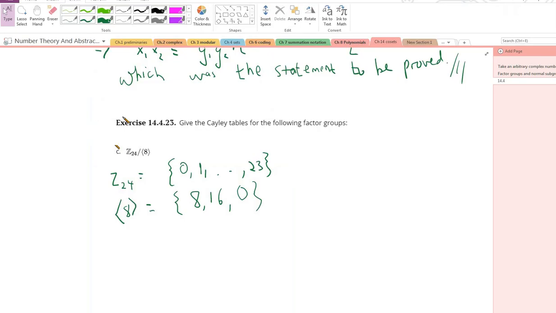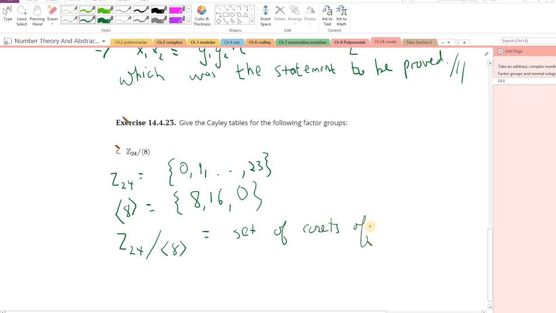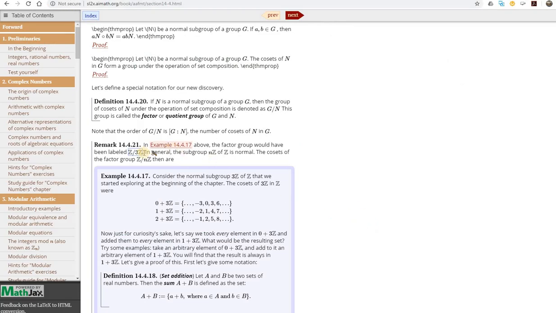So let's go here. And so now we want Z24 mod 8. So this is going to be a set of cosets of what? Of Z24. Well, let me go back here. I said that Z mod 3Z is a set of cosets of 3Z, where 3Z is the denominator.